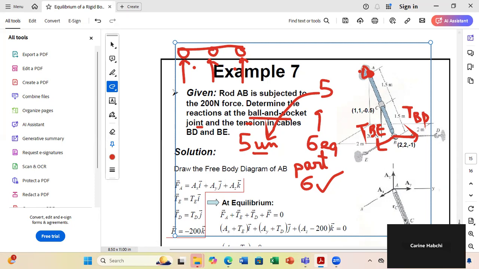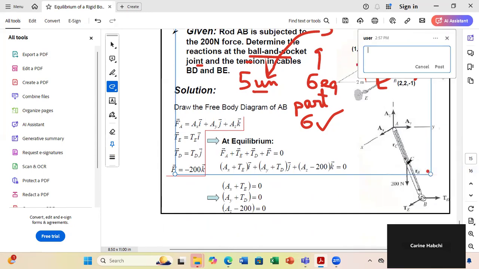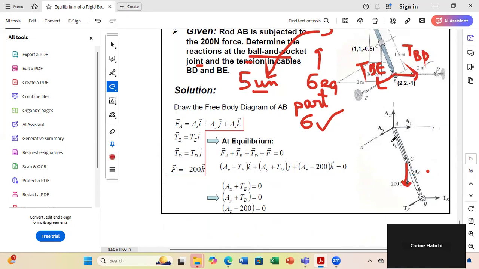So the first step is to draw the free body diagram of my rod. What are the forces acting on my rod? I have the weight, which is 200 Newton. I have the ball and socket at A, meaning AX, AY, AZ. And I have the tensions TE and TD.